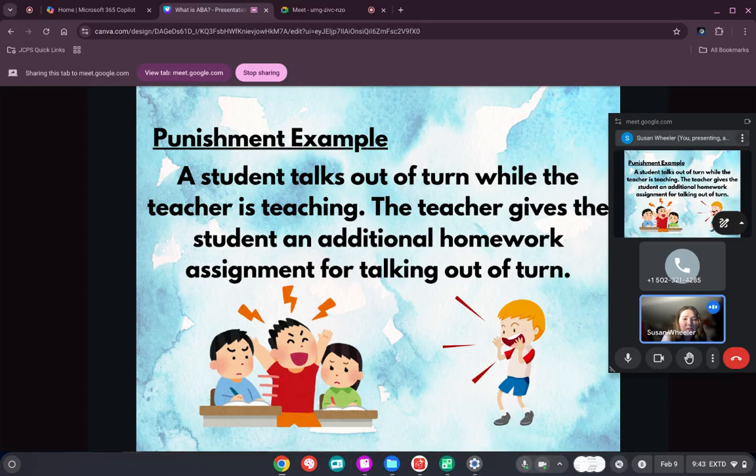An example of punishment would be a student talks out of turn while the teacher is teaching. The teacher gives the student an additional homework assignment for talking out of turn. This is positive punishment because the teacher is providing an additional stimulus to decrease a behavior. They're getting extra homework for talking out of turn to hopefully decrease the behavior of the student talking out of turn.